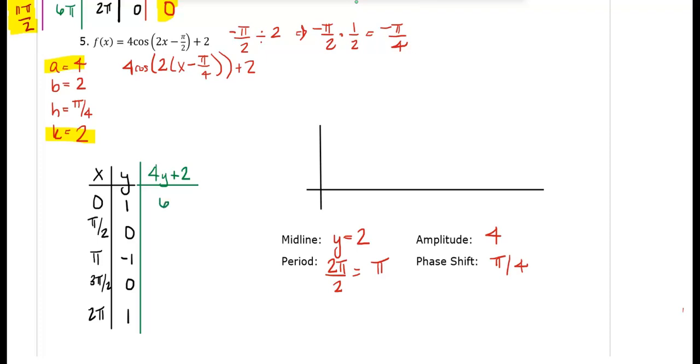So here, I'm going to take that y, that 1, multiply it by 4, and add 2. That gets me 6. 4 times 0 is 0. 0 plus 2 is 2. Negative 1 times 4 is negative 4. Negative 4 plus 2 is negative 2. 0 times 4 is 0. Plus 2 is 2. And then 1 times 4 is 4. Plus 2 is 6. So I've got these values. Now I just need to label my x and y axis and plot the points.